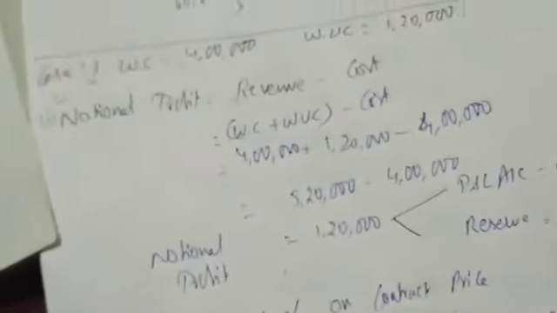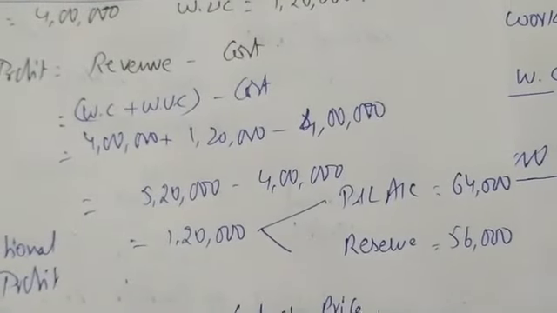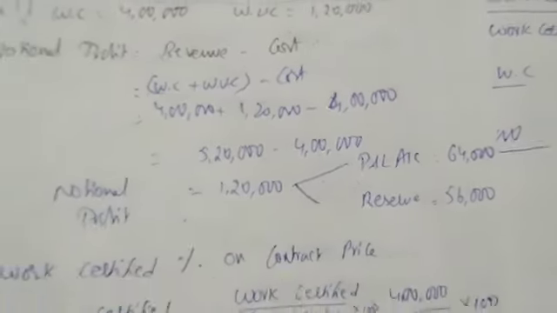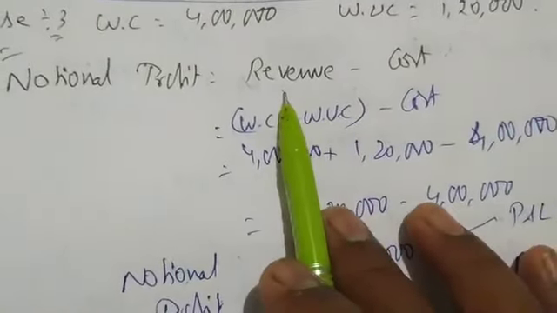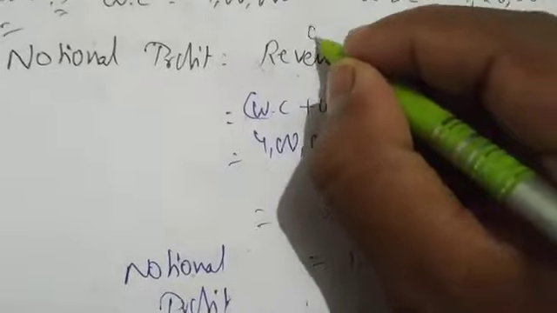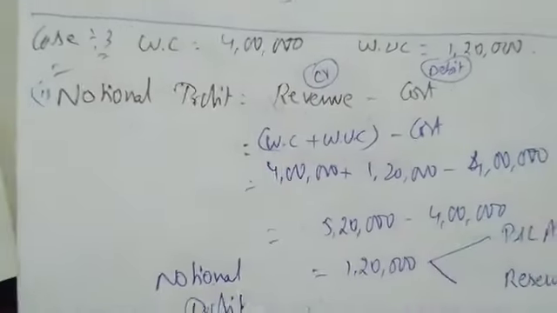So simple. It's easy, right? It's very much easy. First you have to find out what? Notional profit. Now how to find out notional profit? Revenue minus cost. Can I say this is credit total and this is debit total of contract account?